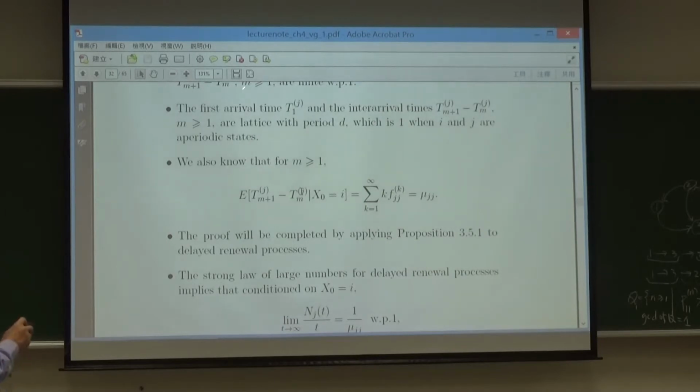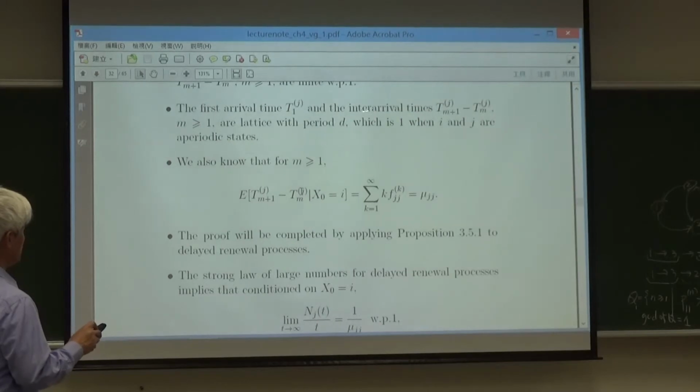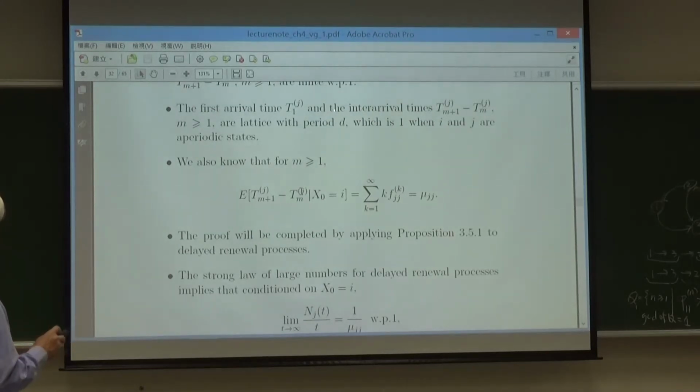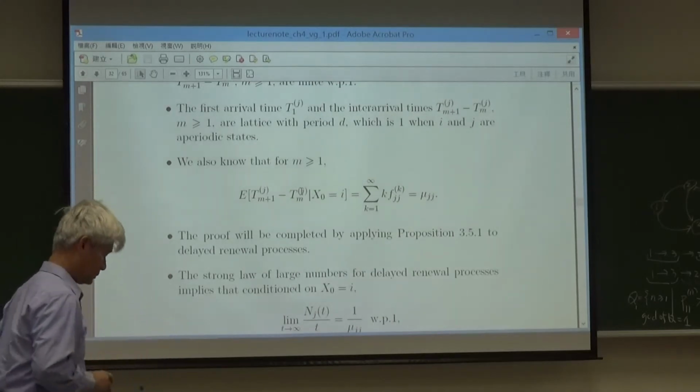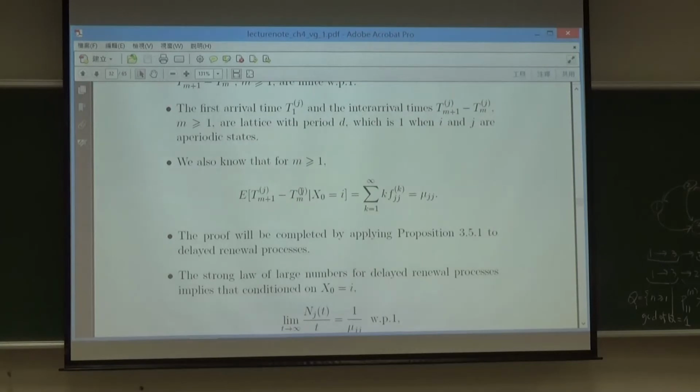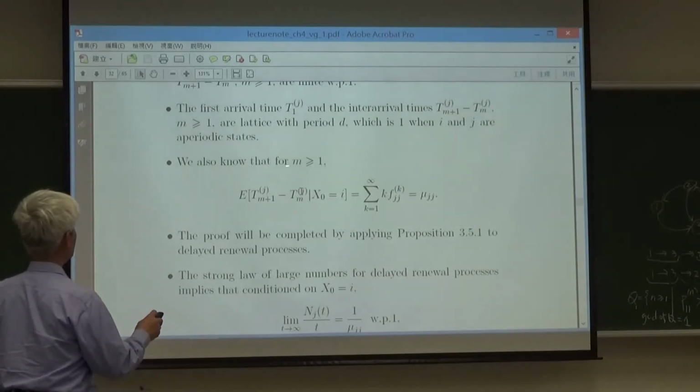Now, the first arrival time and the inter-arrival times are lattice with period d. The period d is equal to 1 when i and j are aperiodic states. But if i and j are periodic with period d, then d will be greater than 1. Just like in this case, the period is 1, and in this case, the period is 3. So we do have periods. These features of periodicity are important in the study of Markov chains.